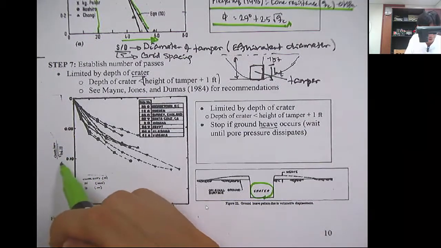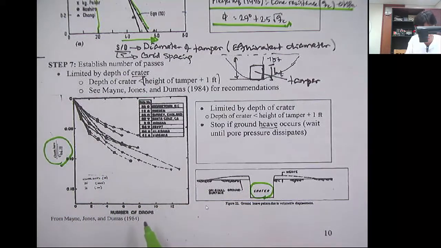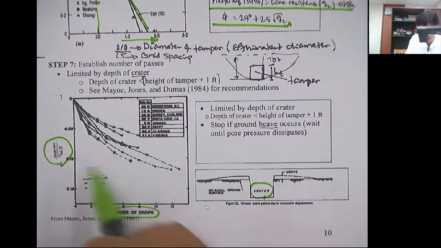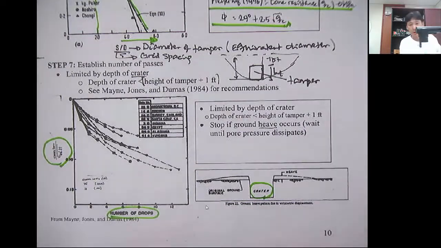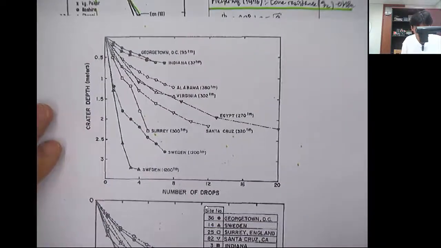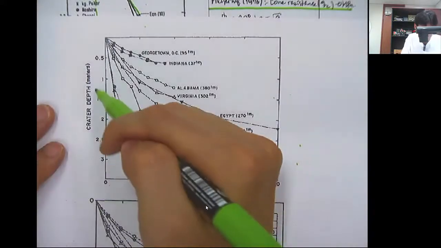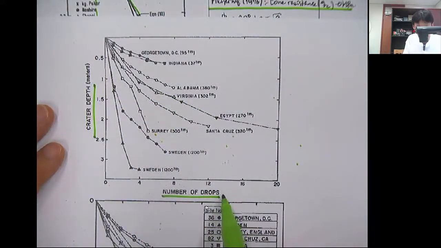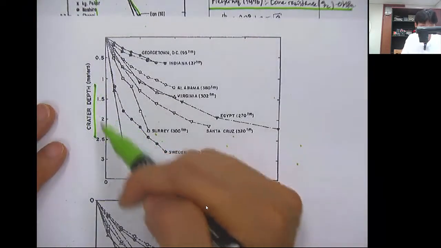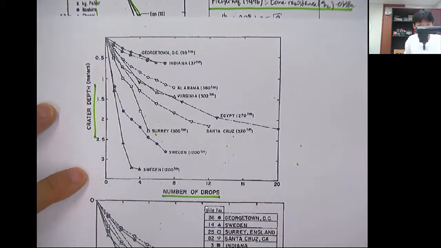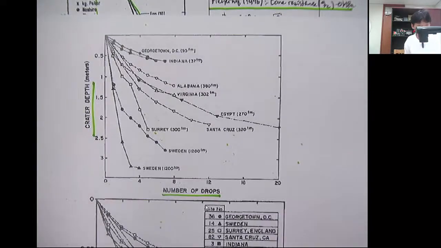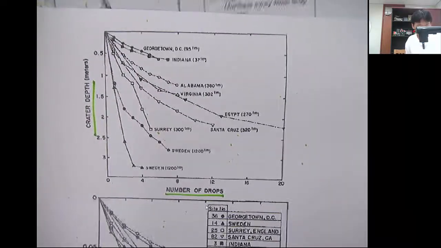So this graph shows the crater depth divided by the square root of WH, and this is the number of drops. As you can see, as the number of drops increases, you have a deeper crater. I think this graph shows it much more clearly: as the number of drops increases, you have deeper craters, and you don't want to have too deep craters. Okay, let's move on.